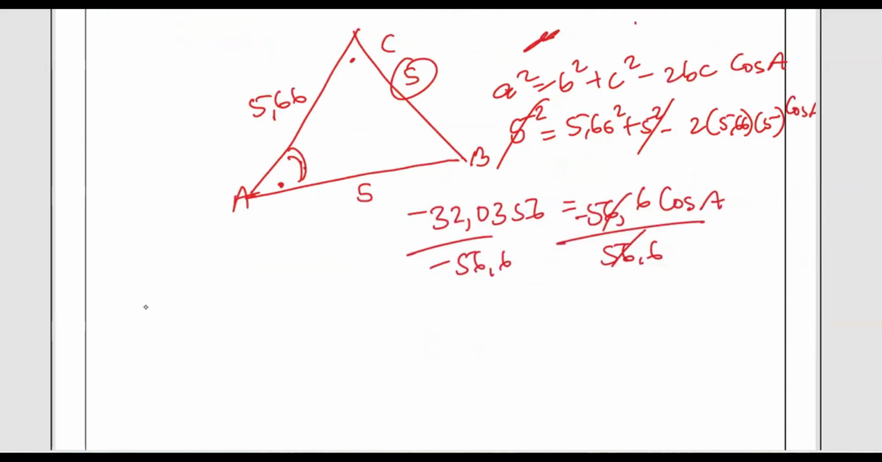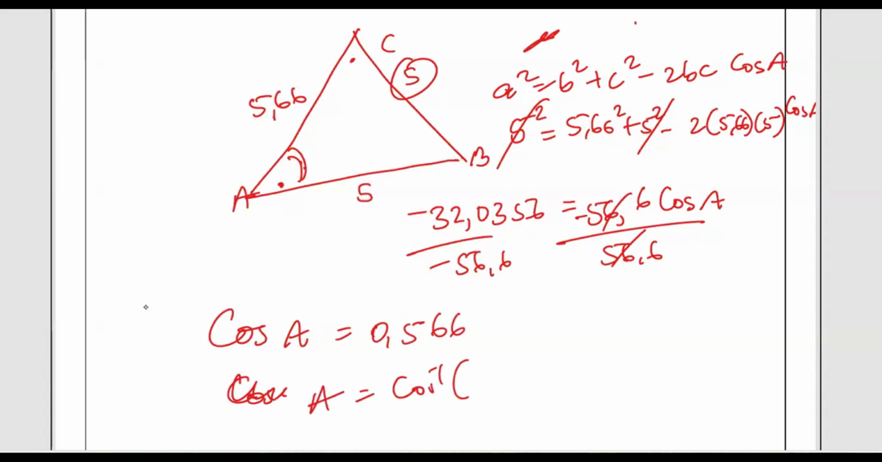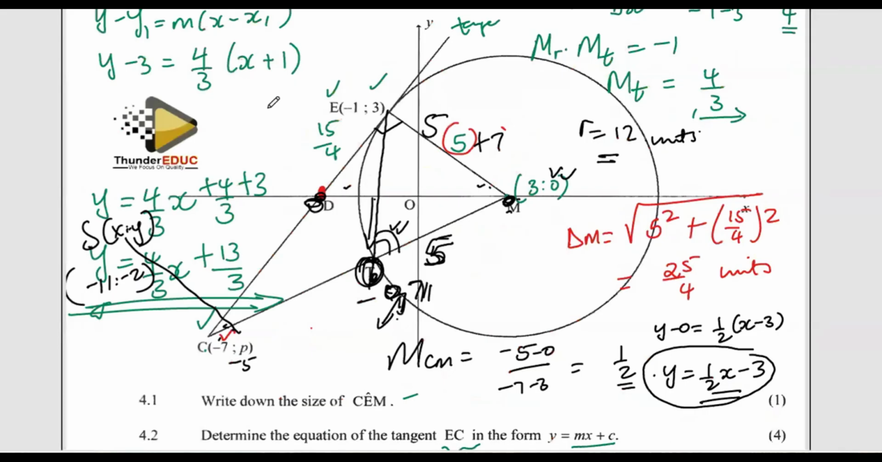My approach that I'm taking is worth 8 marks, not just 5, okay? When I simplify this, I have 32.0356 divided by 56.6, which is 0.566. And then I must find the arc cos of 0.566. So shift cos of 0.566. The answer I'm getting is 55.53. Wow, what a lengthy approach.